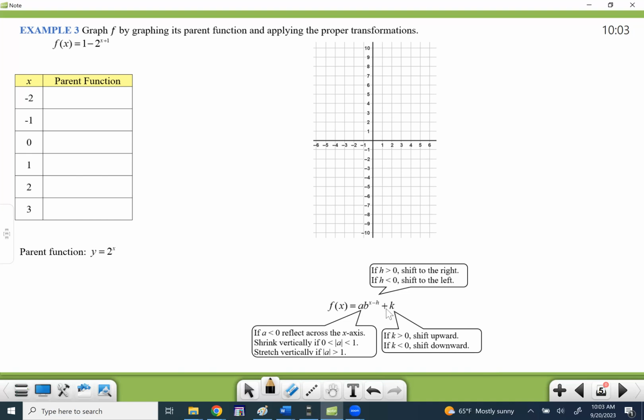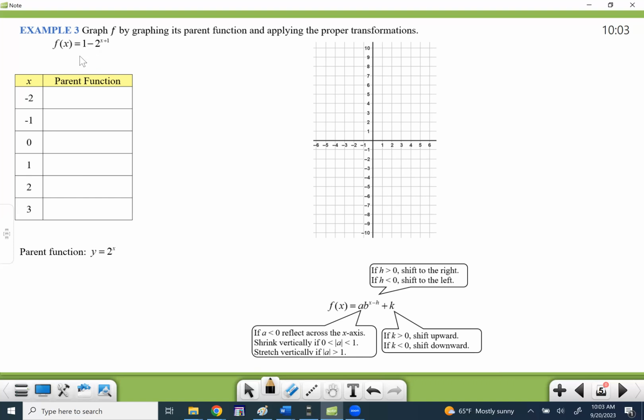So just kind of reminding you guys, also, if this A is negative, it's going to reflect over the x-axis. All right, so what the homework is probably going to have you do is it's probably not going to have you just go straight in and t-chart this guy as is.